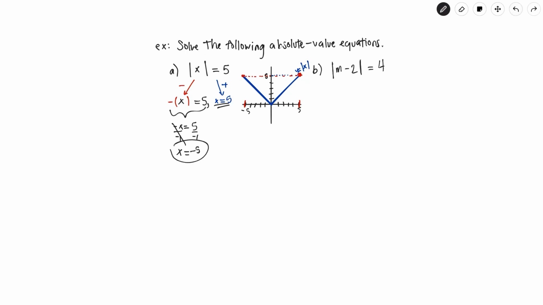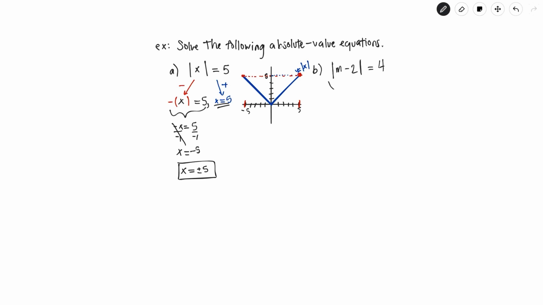Either way, they have the same output. And so the solutions to this absolute value equation would be x is equal to negative or positive 5. But I don't like writing things twice, so I'm going to encapsulate it in this little symbol here, saying plus or minus 5, which means I'm taking the positive and the negative version of the number 5. So that's the approach we use when solving any type of absolute value equation out there.